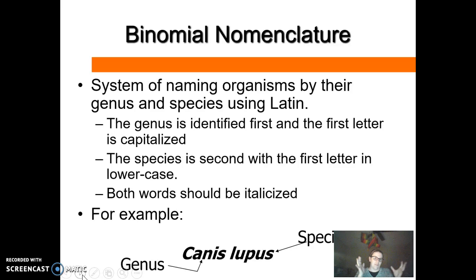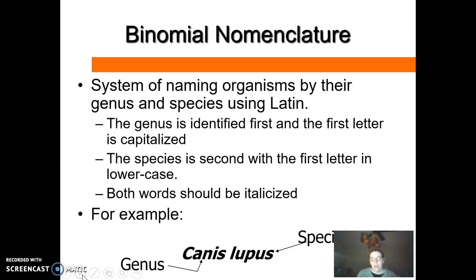We format it differently so that when you are writing a scientific paper, these names stick out and everybody can reference them as the formal name, and that way we know we're talking about the same animal. So the genus is always identified as the first word, and the first letter is always going to be capitalized. The species is always the second word, and the first letter of the second word is always lowercase. So it's essentially, for the rest of your life, you capitalize your first name, but you never capitalize your last name.